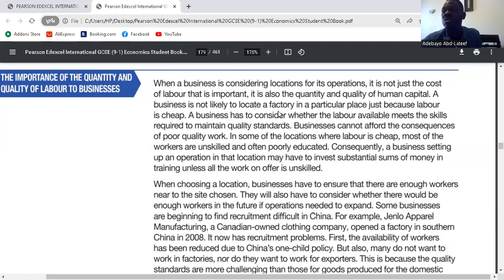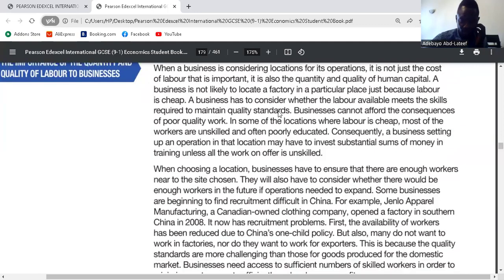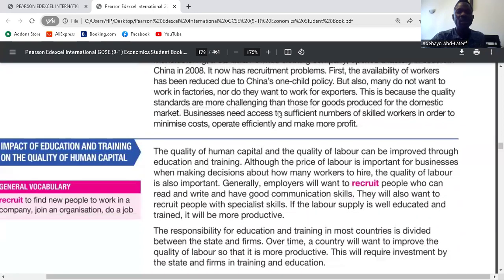Because if workers are not qualified, they don't have those skills, then they will give you poor work, which is not good for you. Or else you are willing and able to invest more on their training. That is the point they are making. Is it clear now? Yes. That is the impact on quality and quantity of labor. Then the impact of education and training on the quality of human capital.